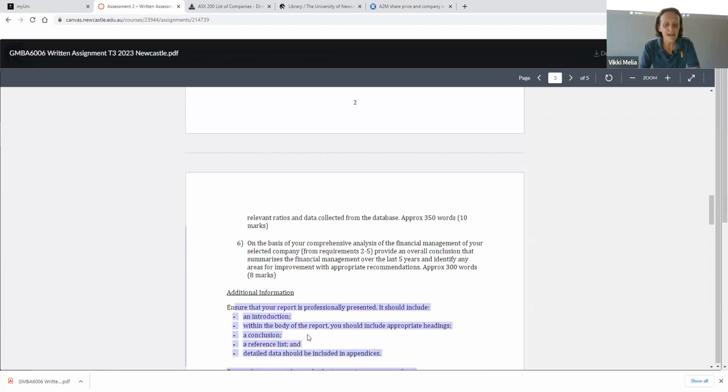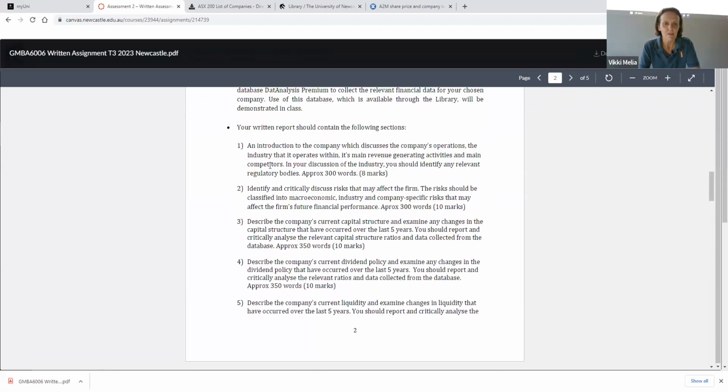So within the report format, the first thing I want you to do, and this is probably the easiest part, is introduce the company. Tell me about the company. What does the company do? What are their operations? Don't assume that I know what the company does. I may not know what the company does. What industry do they operate in? How do they generate revenue? What activities do they do to generate revenue? And who are the main competitors of that company in that industry?